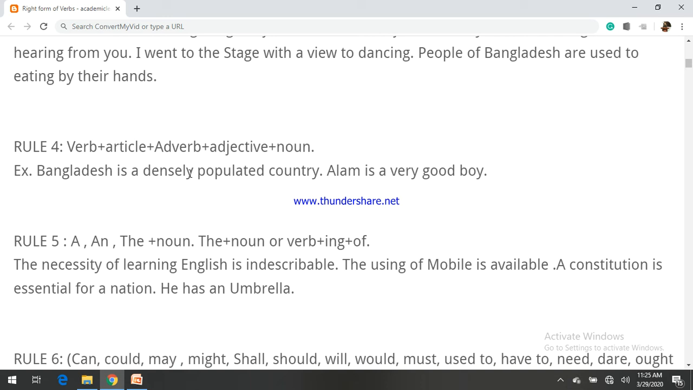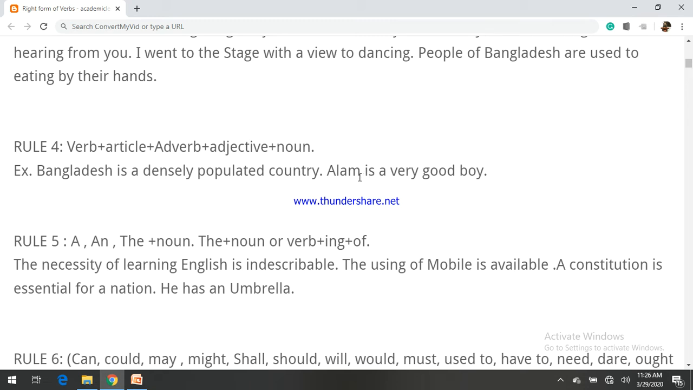Densely populated means huge population. And then Bangladesh here is the subject, is is the verb. Let's see the structure of this sentence: is is the verb, then the article. According to the structure, densely, as ly is added, is an adverb, and then ed is added, that means it is an adjective, and then country is a noun. That means Bangladesh is a densely populated country. This sentence follows the above structure, or rule number 4.